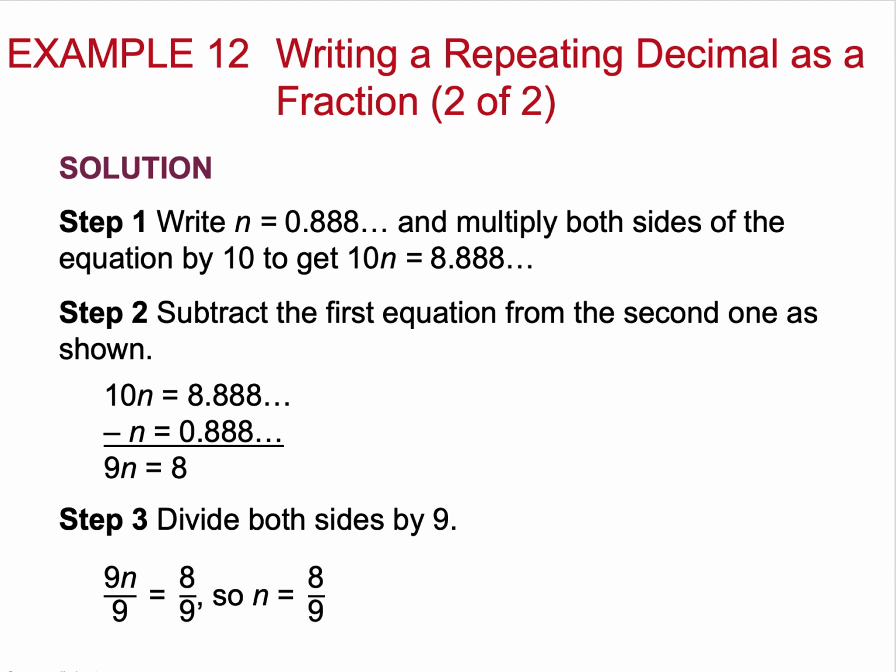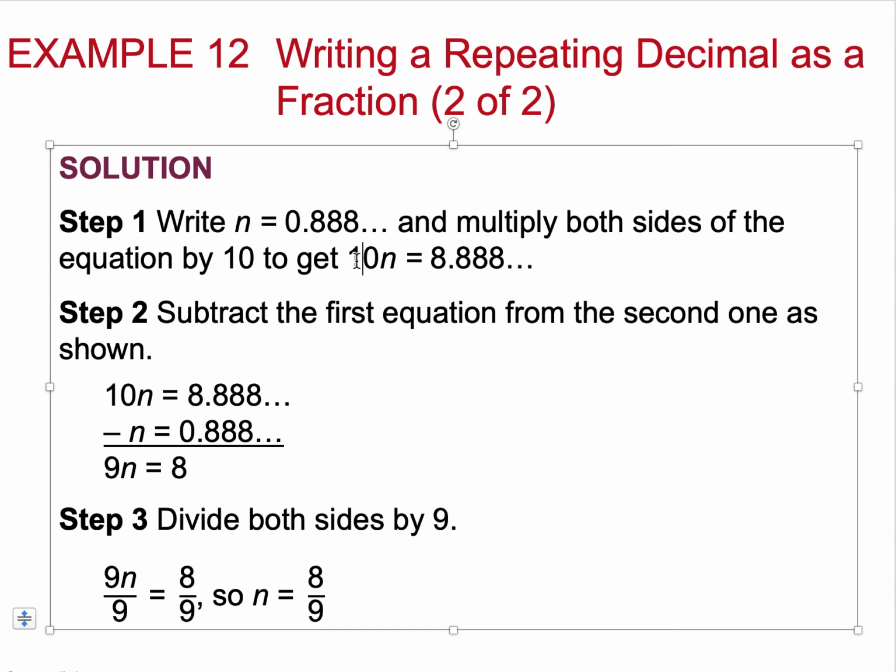So I have 0.8 repeating. If I multiply both sides by 10, I just need that whatever's repeating has to be in front of the decimal. And so I get that 10 times n is that repeating decimal. Now I'm going to subtract this to get 9n equals 8. So this would be 8 over 9.